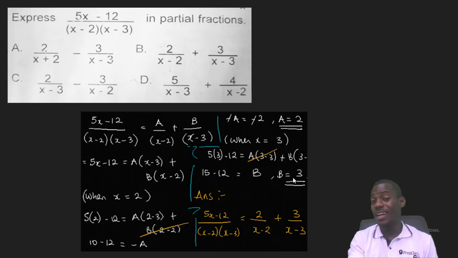And some people say that it's very difficult, it's very hard, but actually partial fraction is no more than this, and that's just it. So my A is 2. If you get this, then you've understood partial fraction. My B is 3.